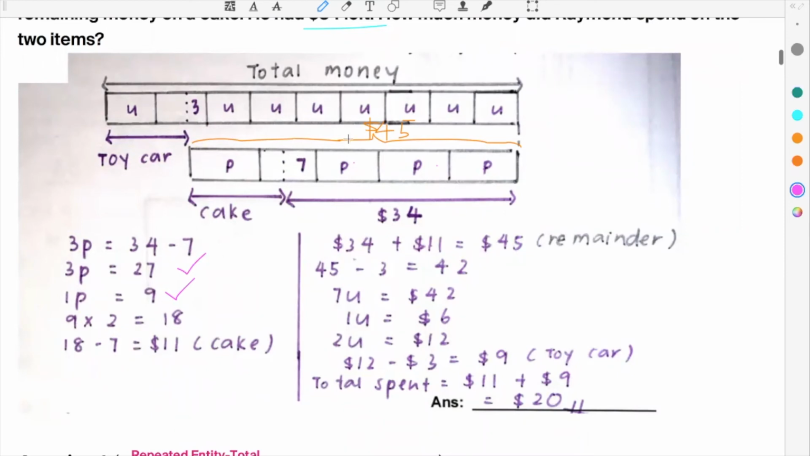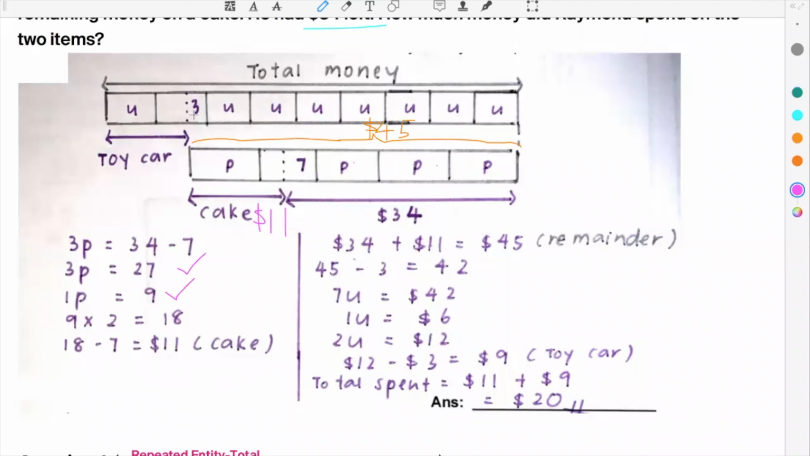How did I get $45? $34 is this part. The cake we found out is $11, right? So 34 plus 11, that would be $45. $45 is the remainder. From here to here is 45. We need to find out the value of one toy car. Gentle reminder, 1 unit is not equal to 1 part here. So look at the $45 that I've written.